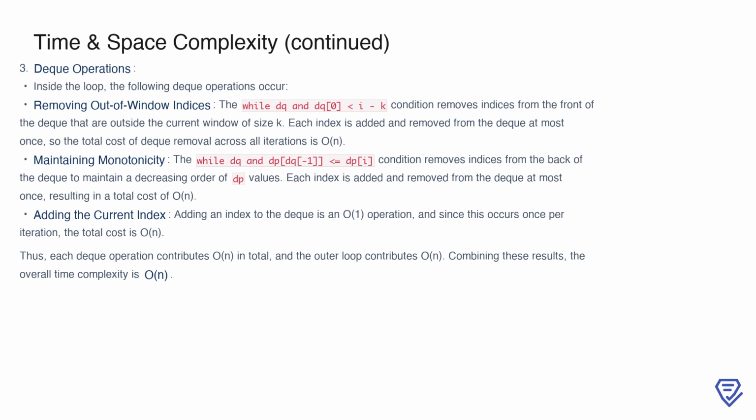Next, we ensure that the deque maintains a monotonic order of dp values. The condition while dq and dp[dq[-1]] <= dp[i] removes indices from the back of the deque if their corresponding dp values are smaller or equal to the current value. Again, since each index is added and removed from the deque at most once, this operation also contributes O(n) in total. Finally, adding the current index to the deque is an O(1) operation performed once per iteration, which sums up to O(n). Combining the operations inside the loop with the loop itself, the overall time complexity is O(n).